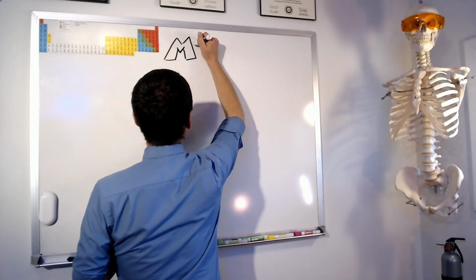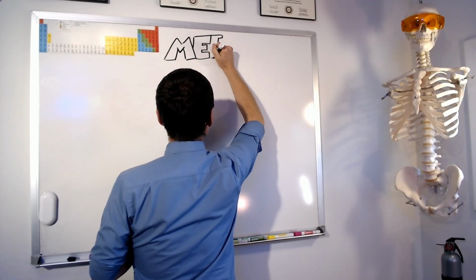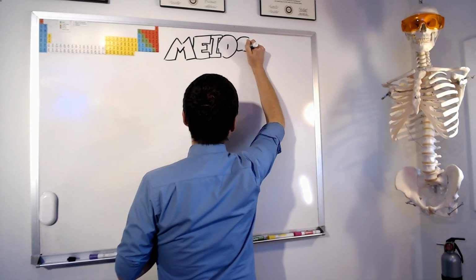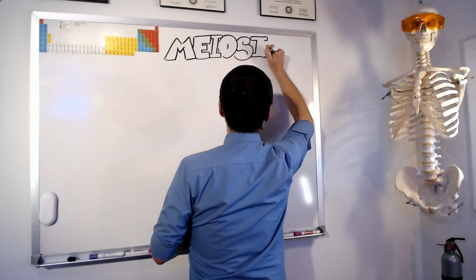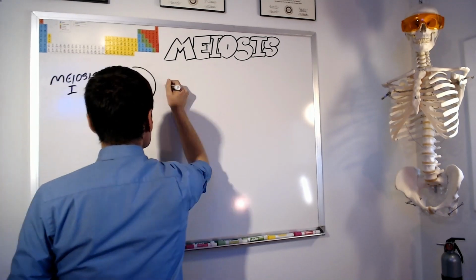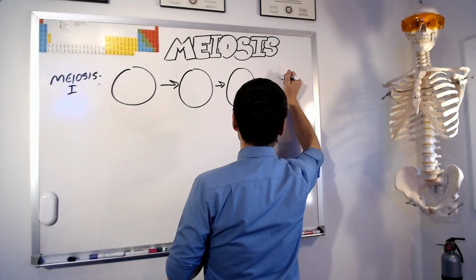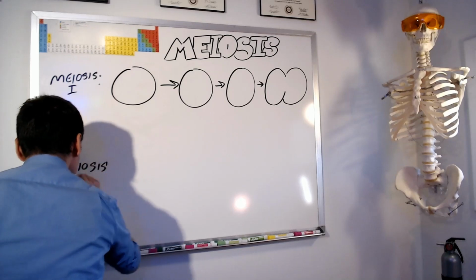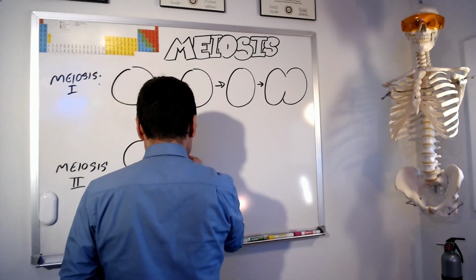The process of meiosis involves two rounds of cell division. These are called meiosis 1 and meiosis 2. Prophase 1, metaphase 1, anaphase 1, and telophase 1, these are the steps of meiosis 1. Prophase 2, metaphase 2, anaphase 2, and telophase 2, that's meiosis 2.